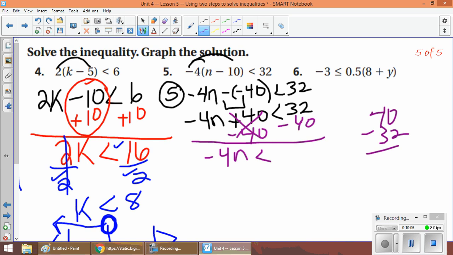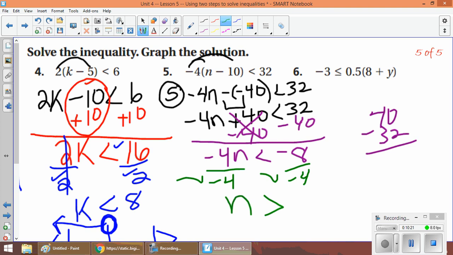40 minus 32. Oh, what am I doing? -8. So I'm going to divide both sides by -4. I'm going to flip my inequality sign because I'm dividing both sides by a negative. So n must be greater than 2.